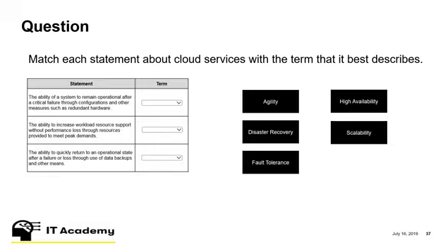Next, it's asking us the ability to increase workload resource support without performance loss through resources being provided to meet peak demands. Then finally, the third statement we're asked to match is the ability to quickly return to an operational state after failure or loss through the use of data backups and/or other means. So what we need to do here is match up availability, DR, fault tolerance, HA, or scalability to the relevant statement.